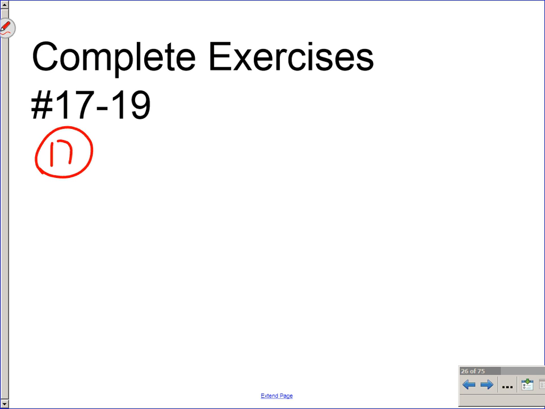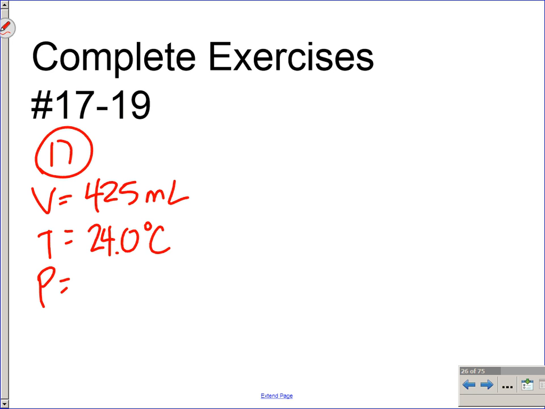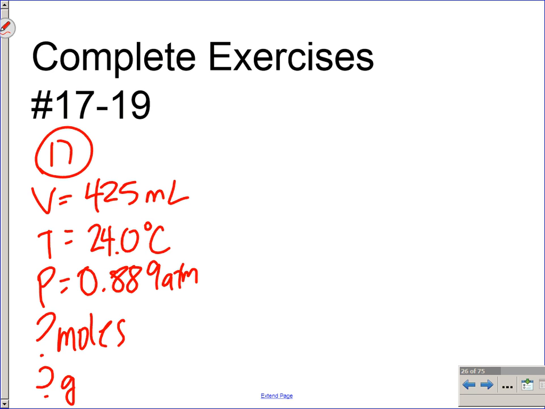Okay, so 17. A student, this could be you, collects 25 milliliters of water. Okay, so what variable is this? Volume, okay? At a temperature, I'm just going to write blatantly what I see here, at a temperature of 24 degrees Celsius, and then a pressure of 0.889 atmospheres. How many moles? You should be writing down your givens with me, number 17. I'm not doing this for me, it's for you. How many moles of oxygen did this student collect? And then a secondary question, how many grams is this? And that's all.